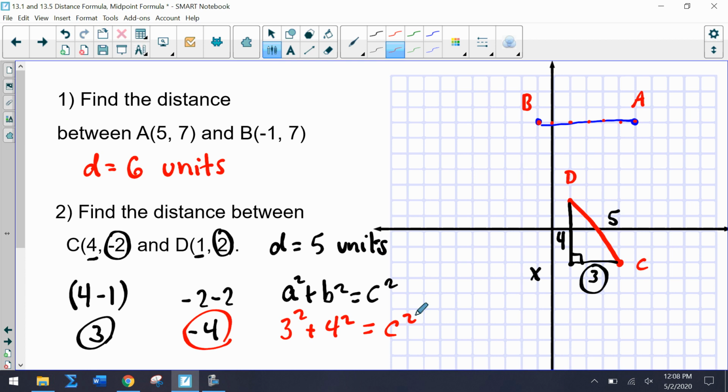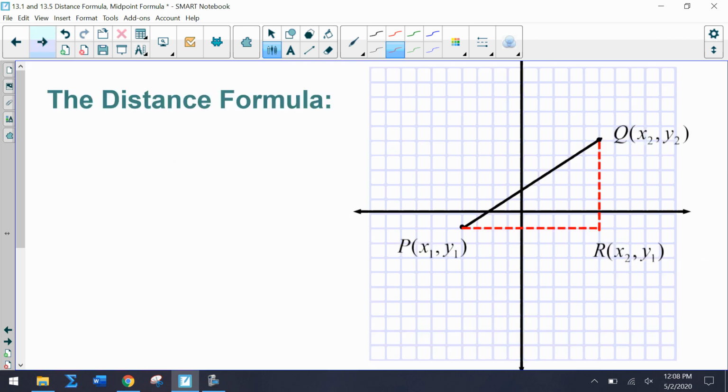So there's an easier way. It's called the distance formula, but the distance formula comes from the Pythagorean theorem. So if we're looking at this particular problem, here's the distance formula.